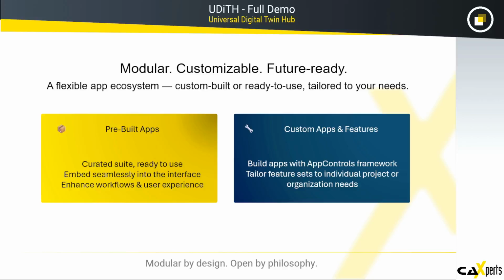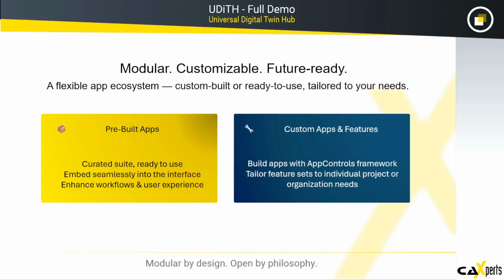So the pre-built apps we deliver with the UDiTH suite is the UDiTH Toolkit, which is a curated suite of ready-to-use applications out of the box. They embed seamlessly into the interface and help you enhance your workflows and improve the user experience. For example, a ticketing system, a workflow system, and a clash detection and management system.